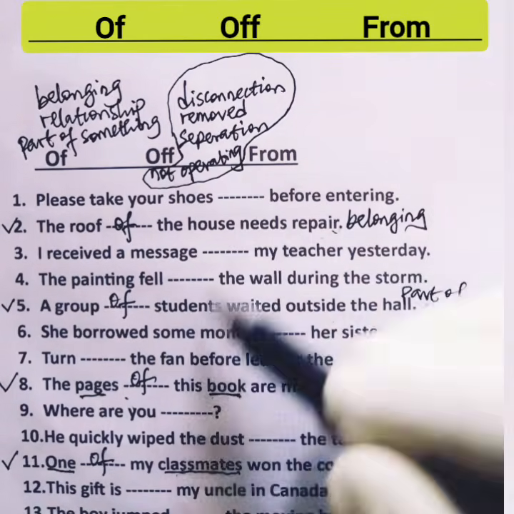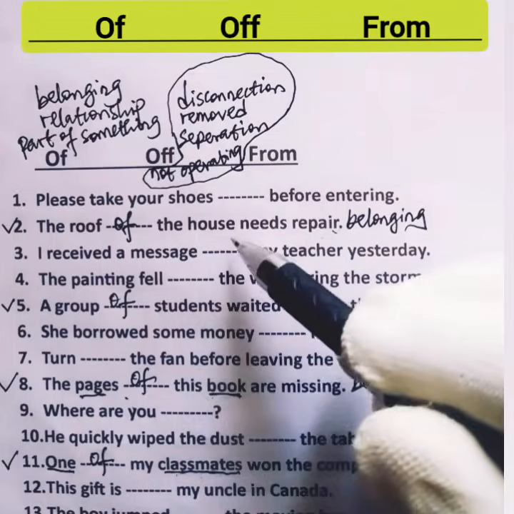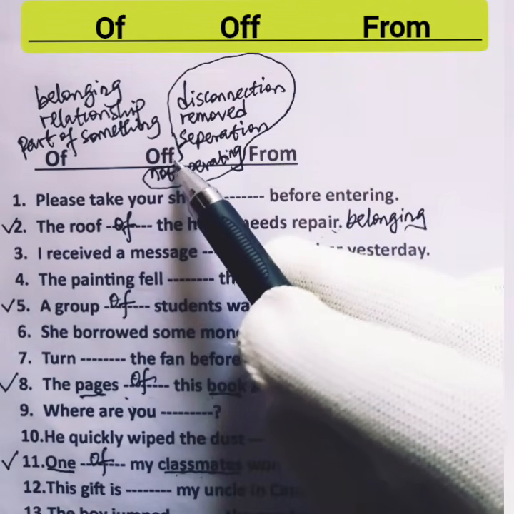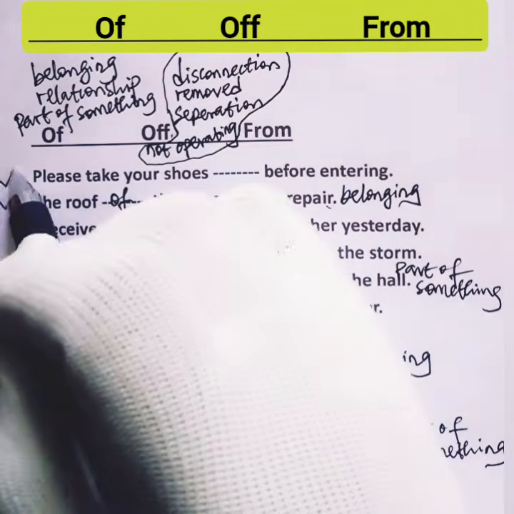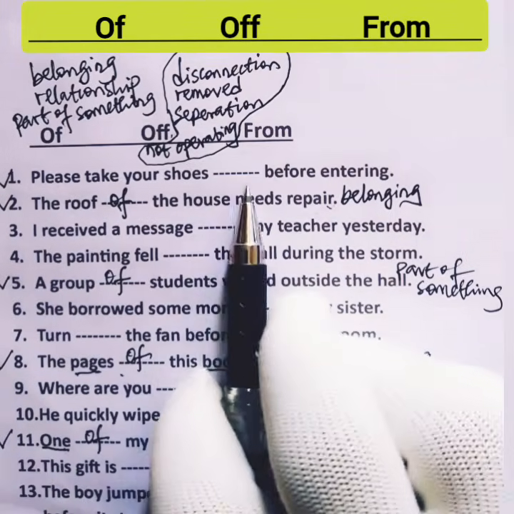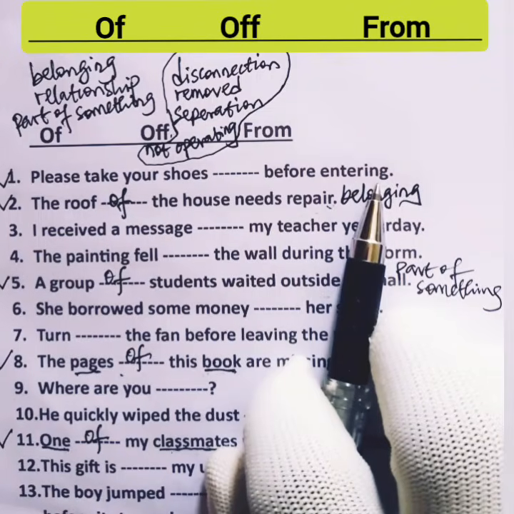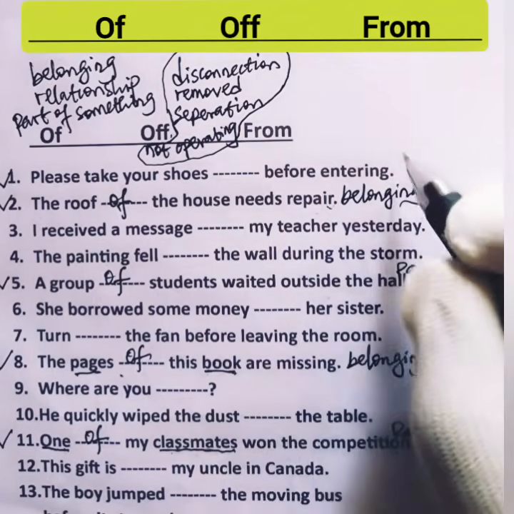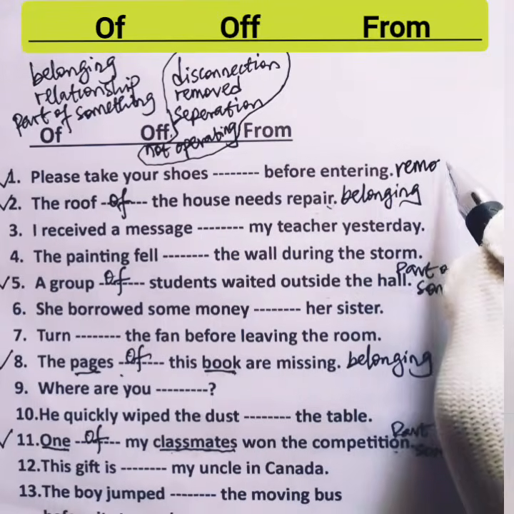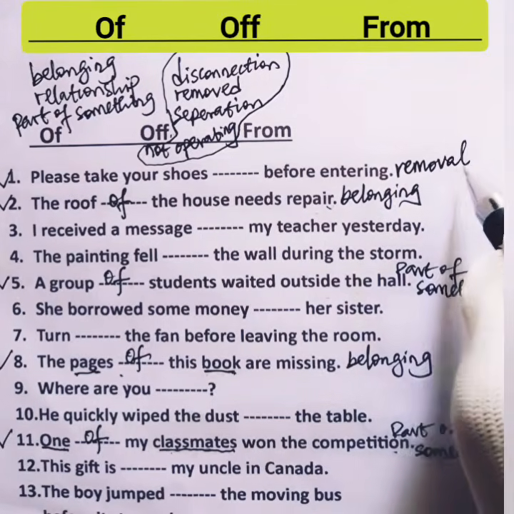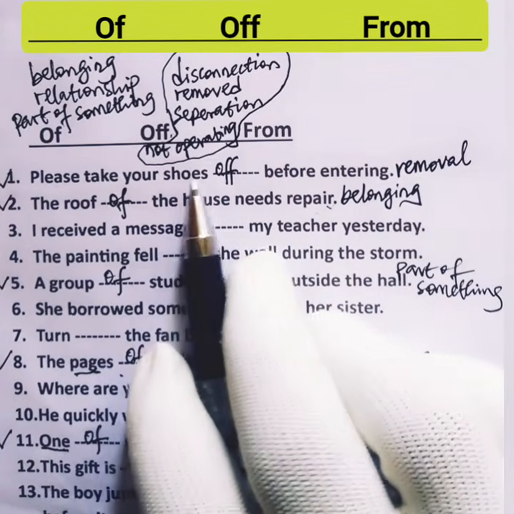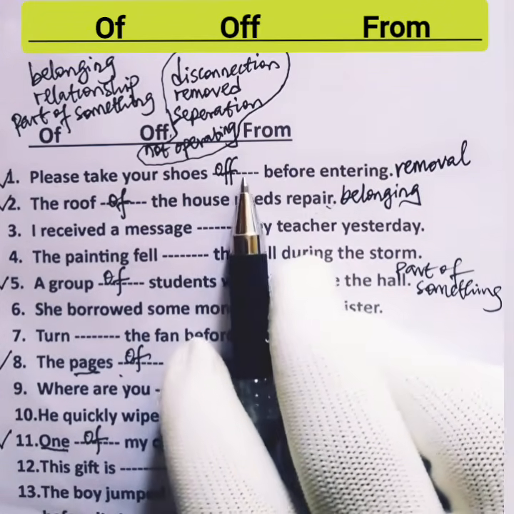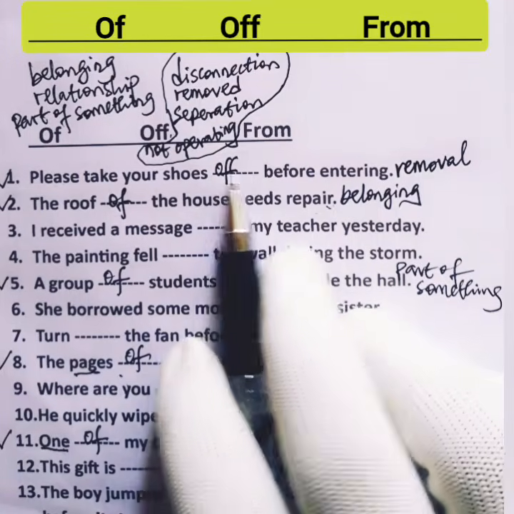Now let's pick out the questions here that we can use as our examples for off. Our first example is number 1. Please take your shoes blank before entering. Here we are talking about removing shoes. It's about removal. Off is correct here. You are being asked to take your shoes off. That means you should remove your shoes.